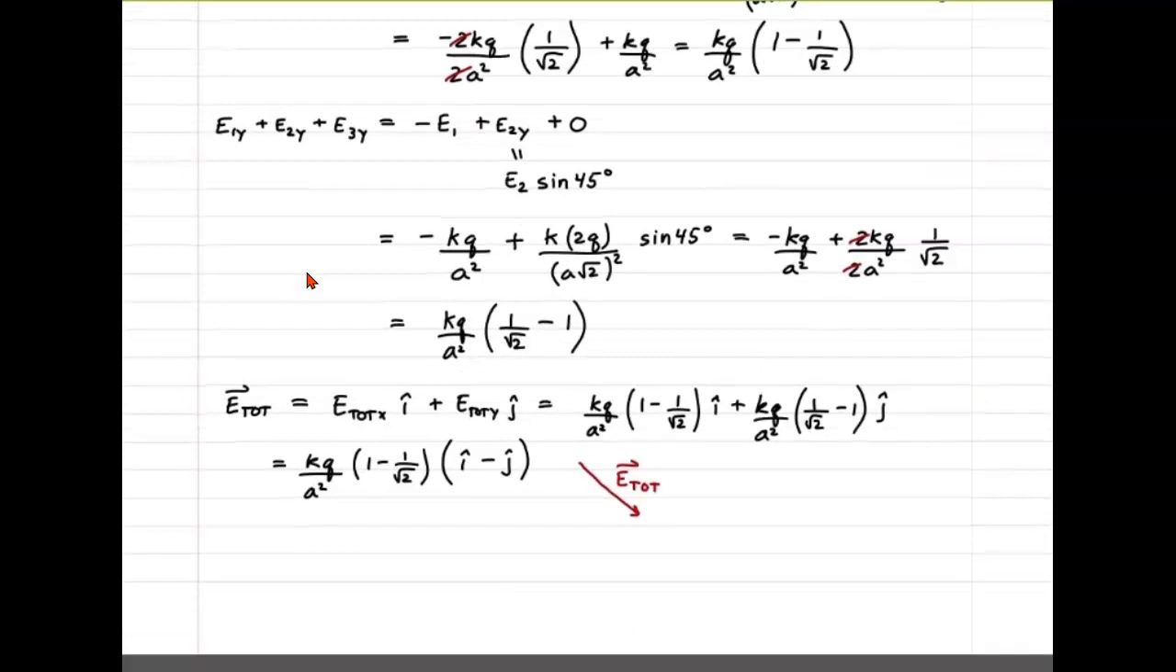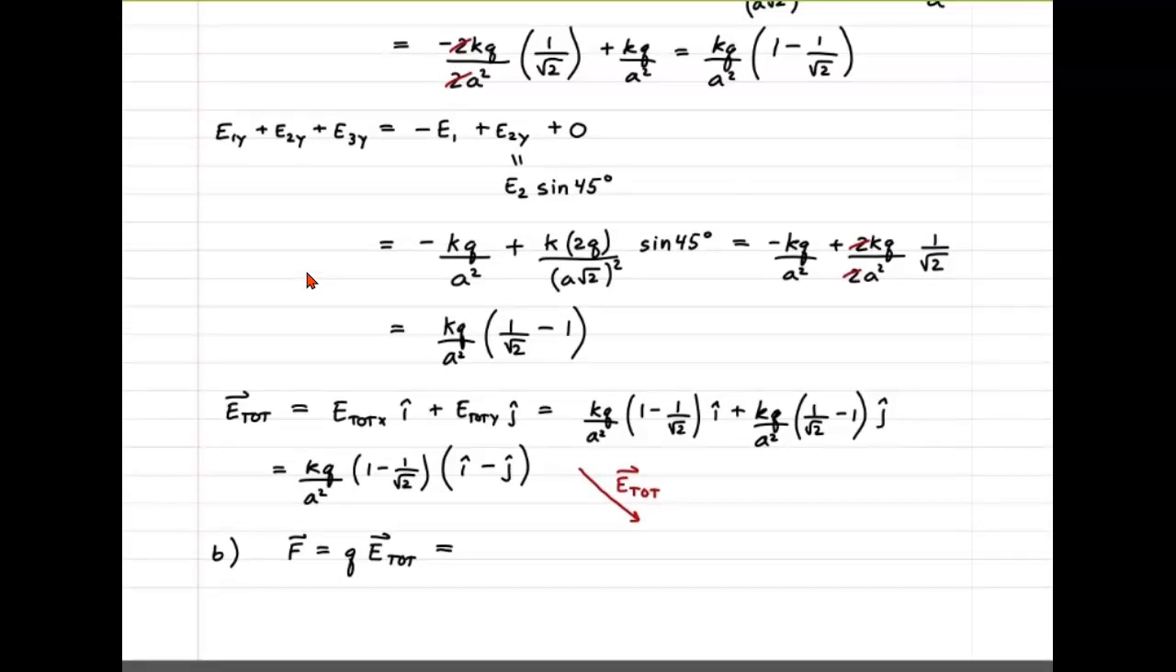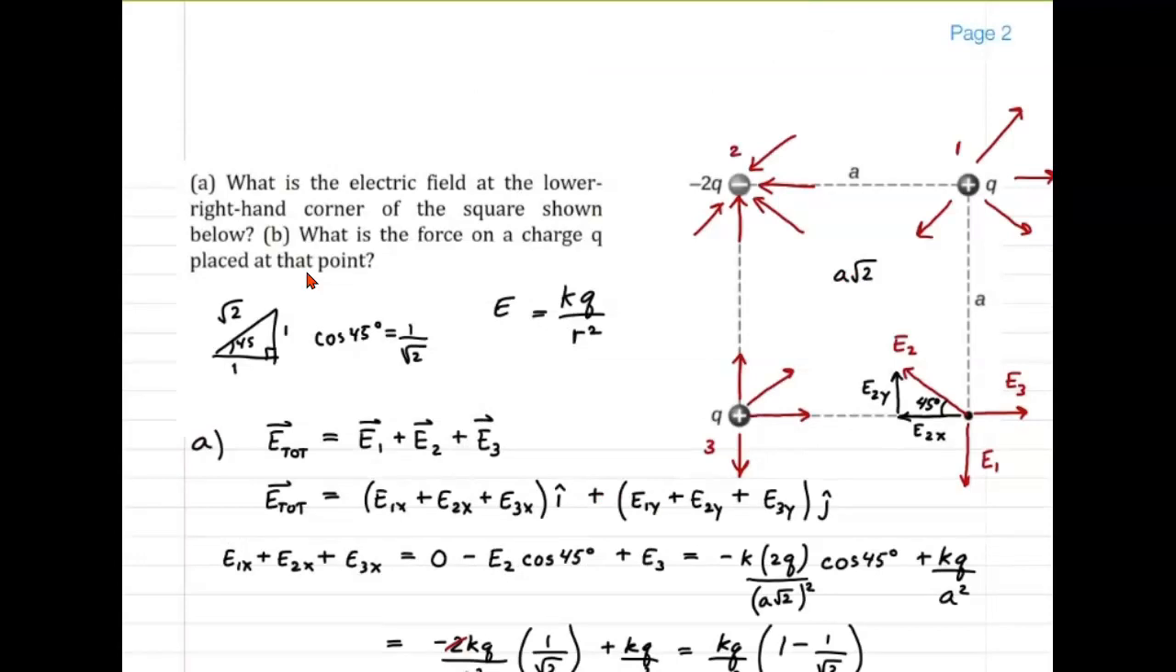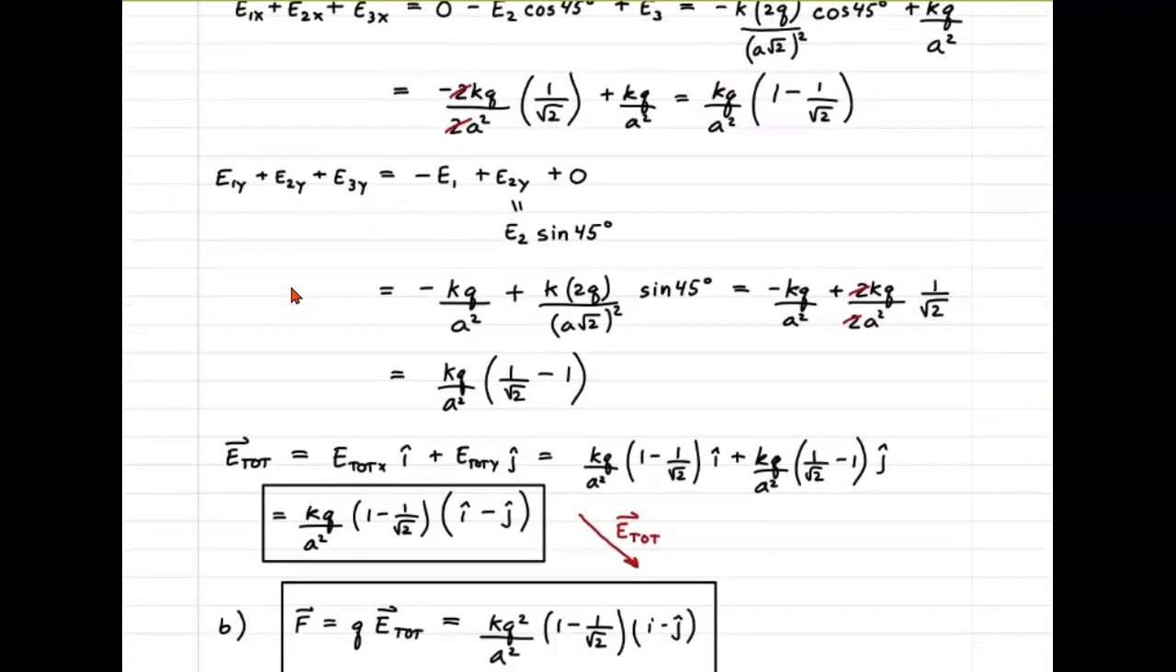So in this case, part B, to know what the force is, we're just going to take the charge Q. That's what they said. If you're going to put a charge Q at that point, then you multiply it times the total electric field. So it's a very simple step. You're just going to take the expression above and multiply by Q again. So you have kq squared over a squared, 1 minus 1 over root 2, times i hat minus j hat. There, those will be the two answers of this problem. Let me just go ahead and box these. They look nice. That would be the final answer right there.